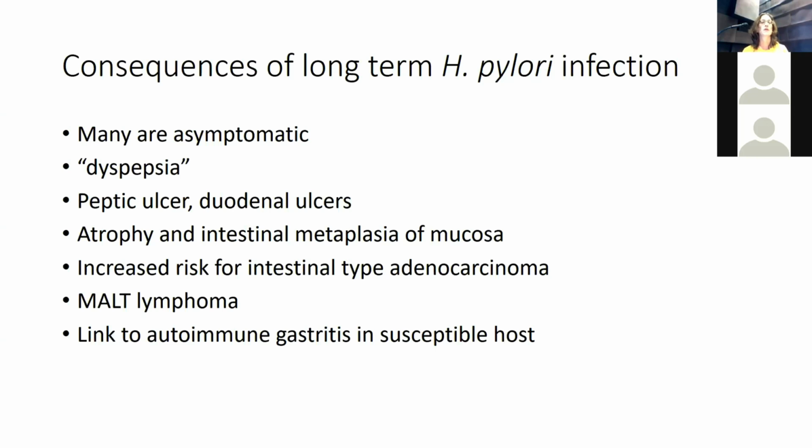Some have dyspepsia. Everybody in this room who's older than 50 remembers that they all had duodenal ulcers and peptic ulcers because we were too dumb to treat them. After many years, of course, we see loss of gastric glands and intestinal metaplasia. And of course, this sets up the patients at risk for intestinal type adenocarcinoma and mucosa-associated lymphoid tissue lymphoma. There's also probably a link to autoimmune gastritis in the susceptible host, much like eating bread gets you set up for celiac disease in the correct setting.